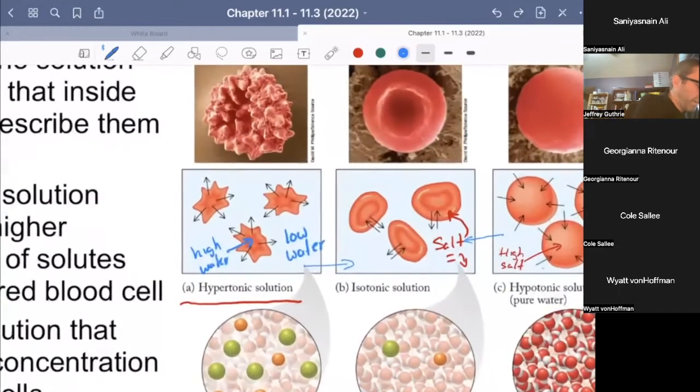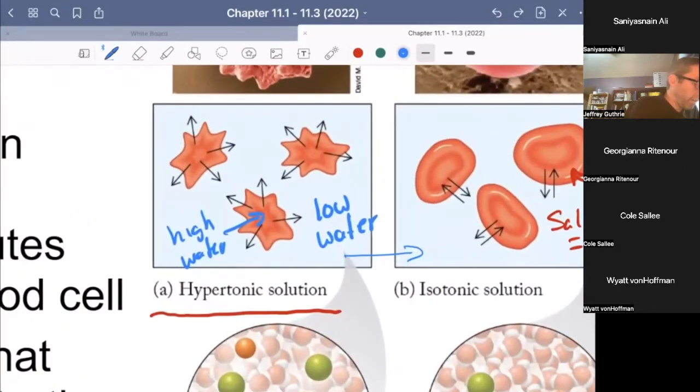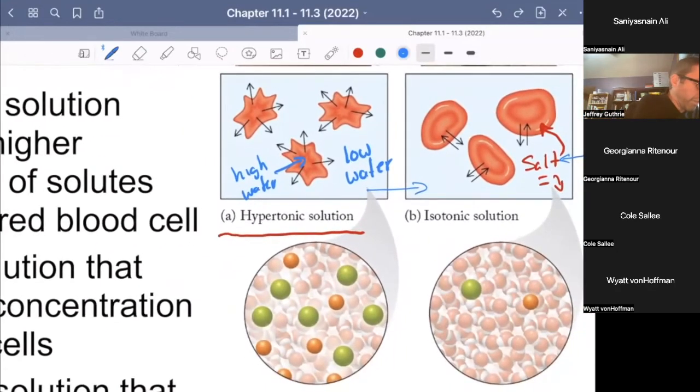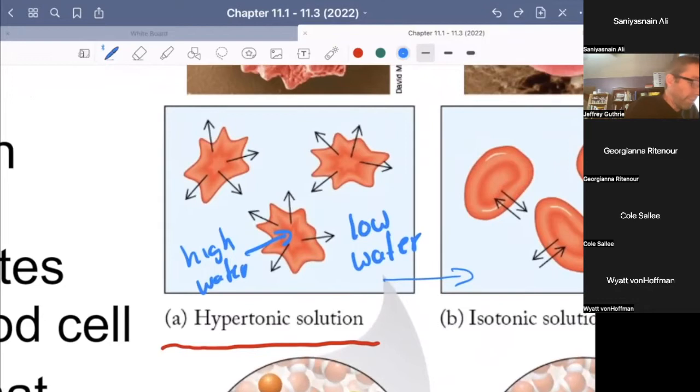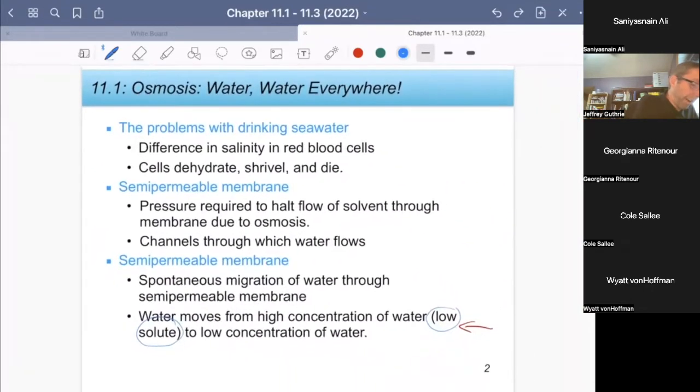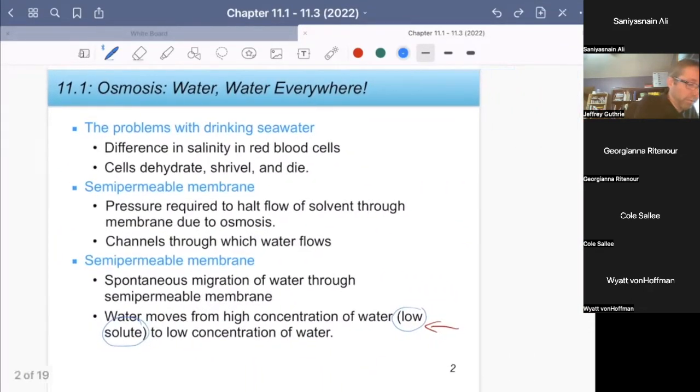All right. So in this one, I'm looking at the one here. If water is flowing out of the cell, then that must mean that there is a higher salt concentration on the outside. So it must be a lower water concentration on the outside, high water concentration on the inside. Okay, so the water is moving from, let me go back again, make sure I'm right. Moving from high concentration to low concentration.